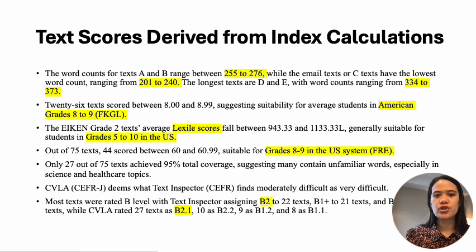Regarding token coverage, only 27 out of 75 texts obtained 95% or more of total coverage. This means that the majority of the texts contain more unfamiliar words. Now, when CVLA and Text Inspector are compared in terms of their CEFR levels or CEFR-J levels, what's moderately difficult for Text Inspector is very difficult for CVLA. Take a look at our earlier slides.